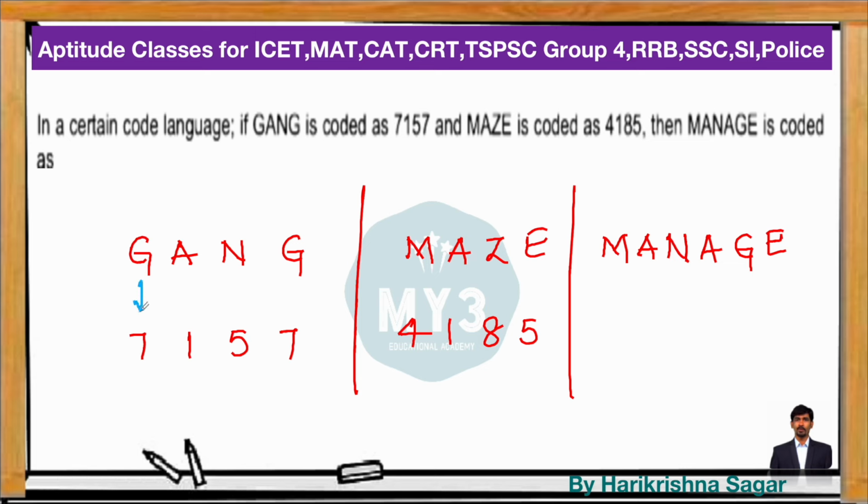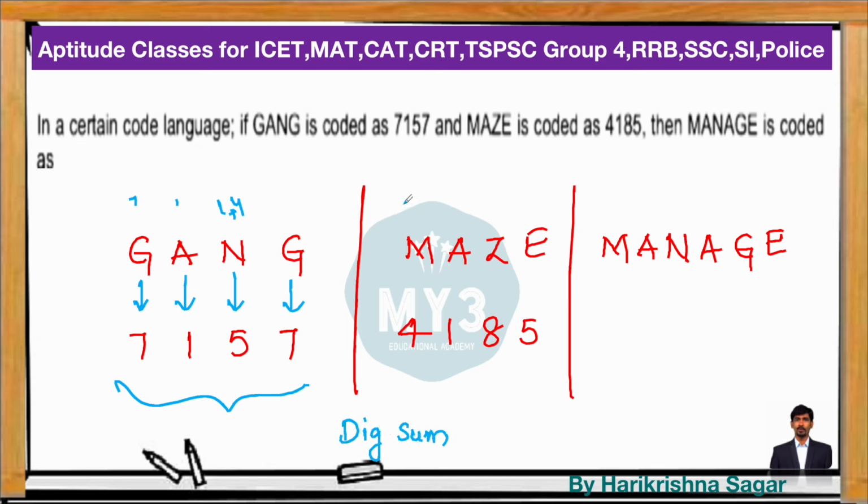How have they taken G as 7? So G position is 7, A position is 1. N position is not 5, but then why have they taken 5? N is actually 14. 1 plus 4 is 5 and G is 7. That is what is happening here. That means they are taking the digital sum of the position of the alphabet.